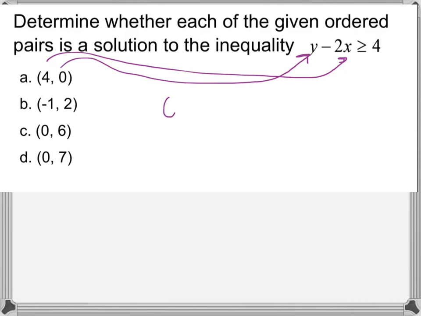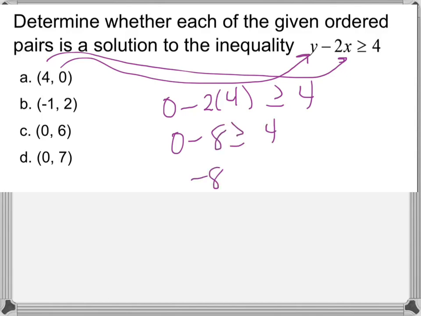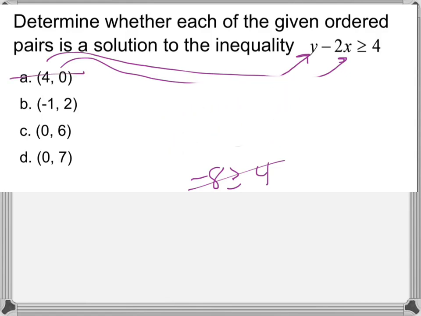So is it true that 0 minus 2 times 4 is greater than or equal to 0? So that's 0 minus 8, is that true? And that's no, because negative 8 is not greater than or equal to 4. Okay, so that's not. Let's try the next one here.